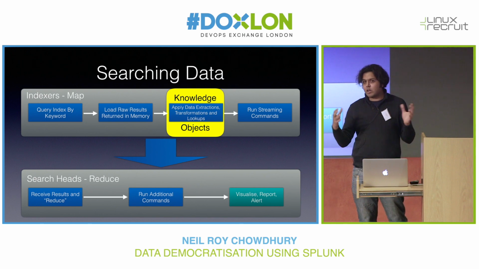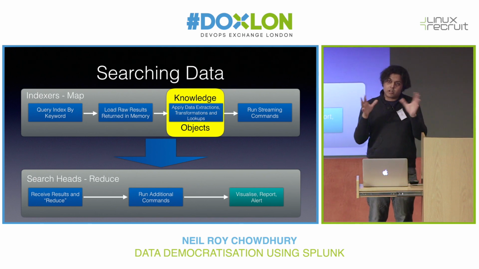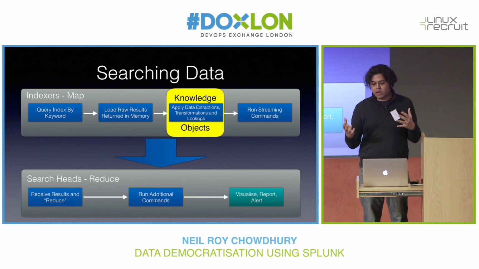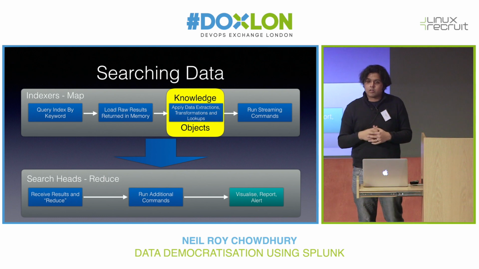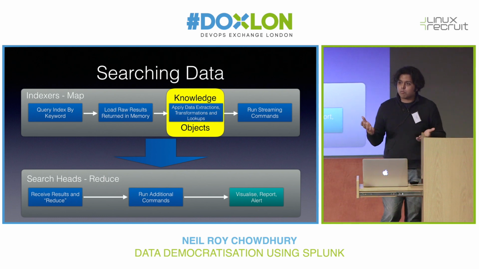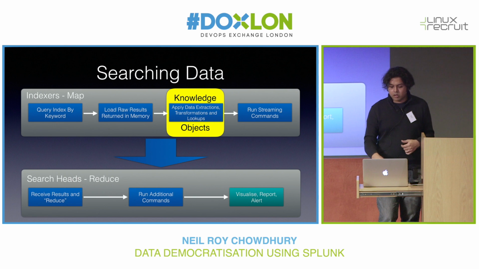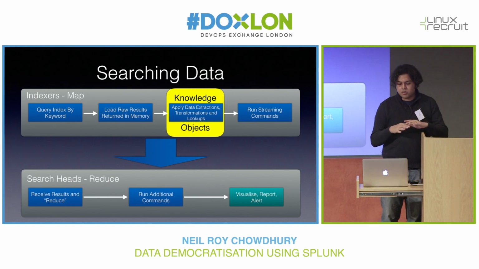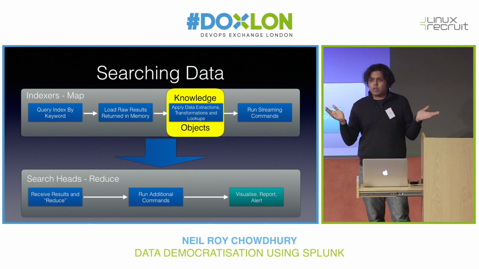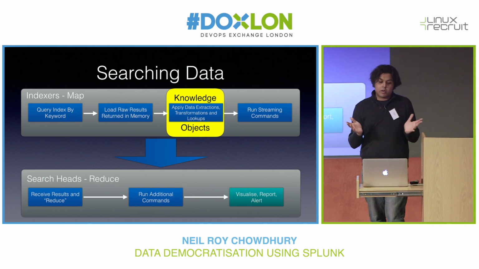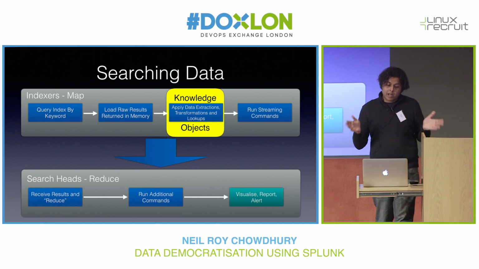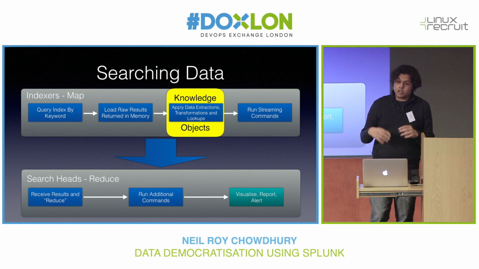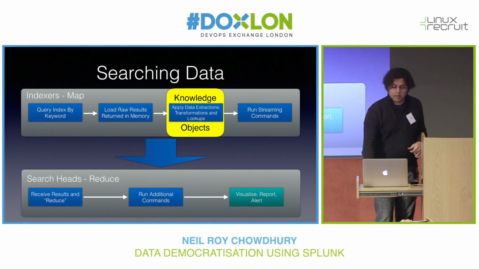Then it has an in-memory pipeline on which you set up knowledge objects, which do data extractions, transformations, and lookups. Think of it like extract, transform, load on steroids. Following that, it runs some streaming commands. This is the map phase, and if you were running a Hadoop cluster, it's quite similar. Then your data comes back, gets reduced, you run additional commands, and then you visualize and report.